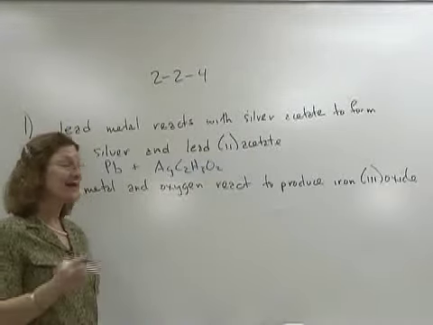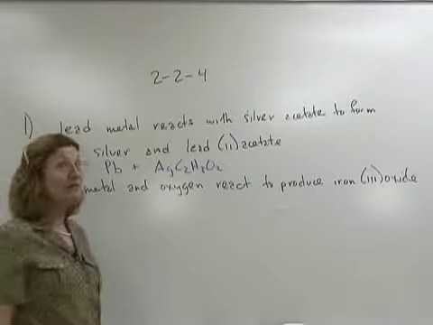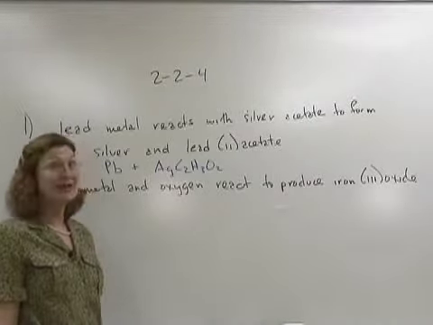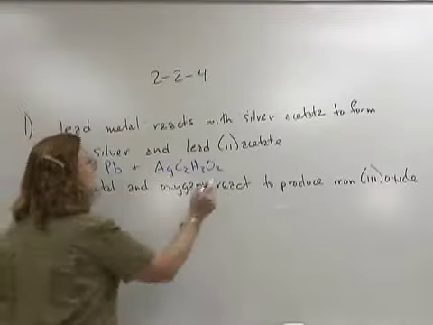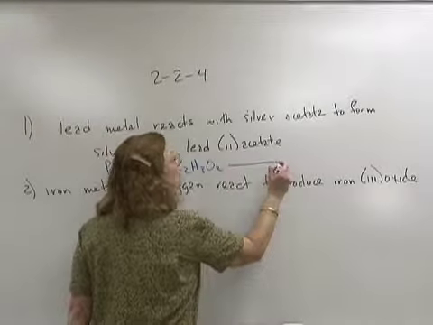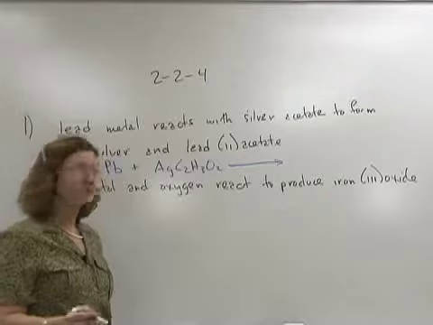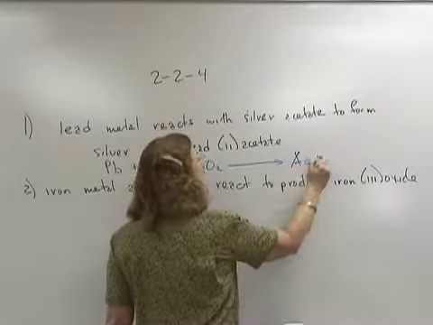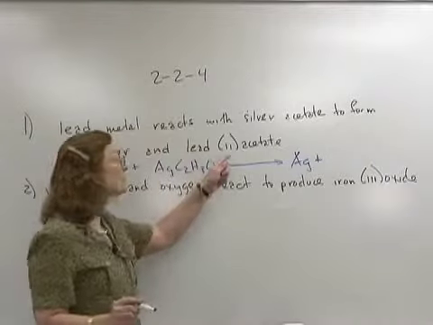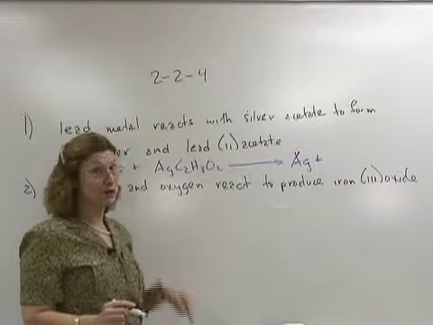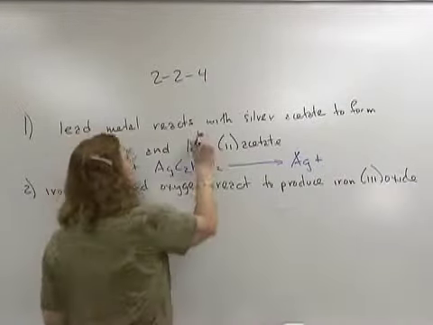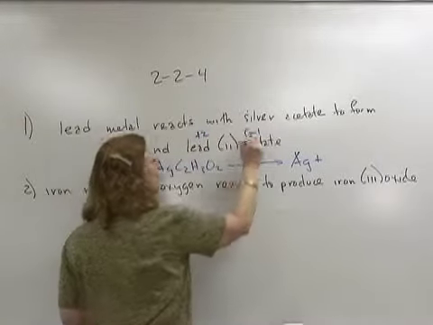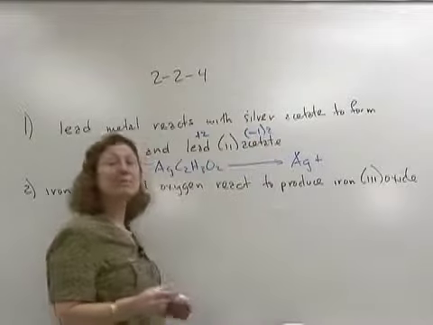AgC2H3O2. It is important that we remember all the things that we learned in nomenclature because we're going to still be using them. They don't go away. And it produces, or it forms, silver and lead Roman numeral 2 acetate. Well, I know that the Roman numeral 2 means +2 and acetate is -1. Therefore, I must have 2 acetates to get my compound to 0.